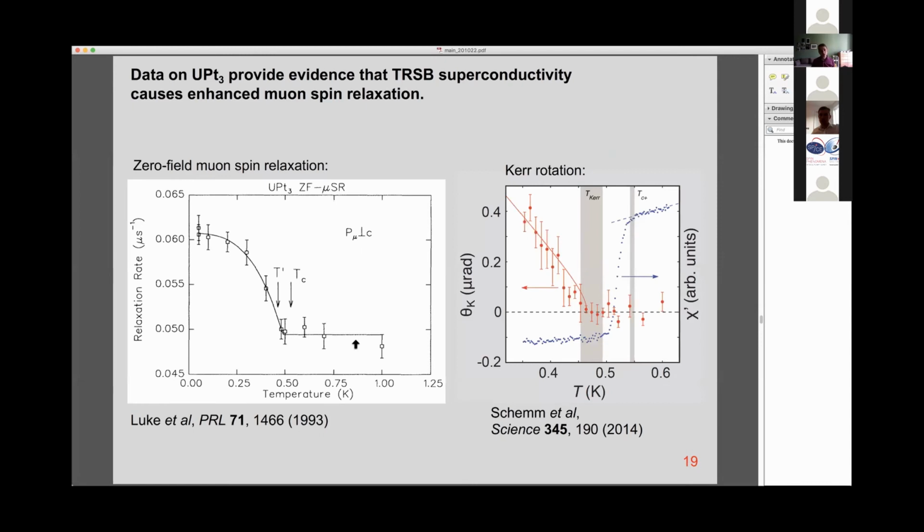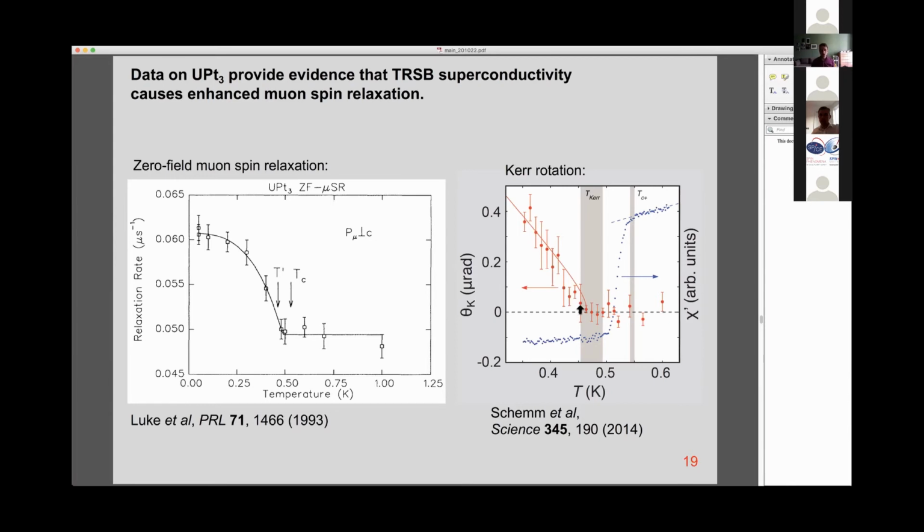Nevertheless, although the microscopic mechanism is not known, there is strong empirical evidence that enhanced muon spin relaxation really is tied to time reversal symmetry breaking superconductivity. So here's data on uranium platinum-3. Here's the muon spin relaxation rate versus temperature, and this is seen to increase below a temperature T prime of about 0.48 Kelvin. This material is superconducting. TC is 0.55 Kelvin, but then at 0.48 Kelvin, it transitions into a chiral state. That is also shown with Kerr rotation versus temperature. Here is the onset of chirality.